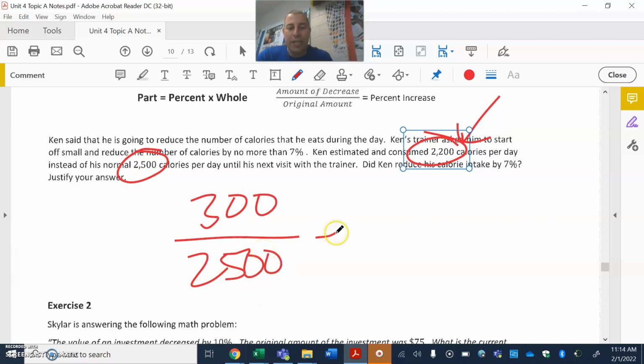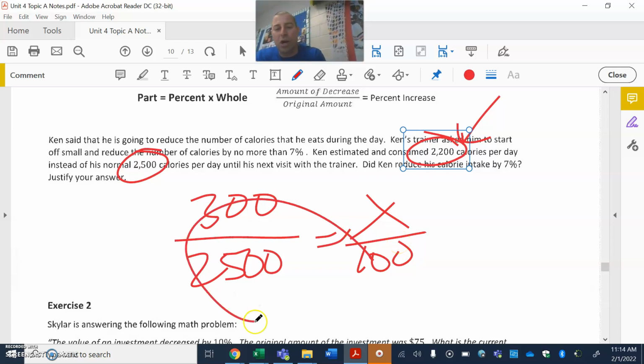So again, you could change it by doing x over 100 and doing some cross products. You could just take that 300 divided by that 2,500, and then there's your decimal. It just kind of depends on what you like working with, a comfort level that's there.